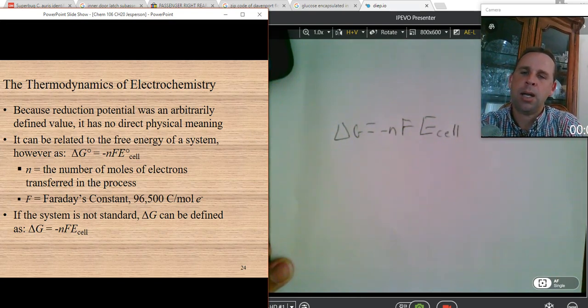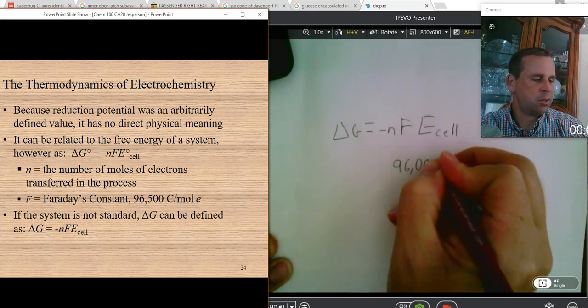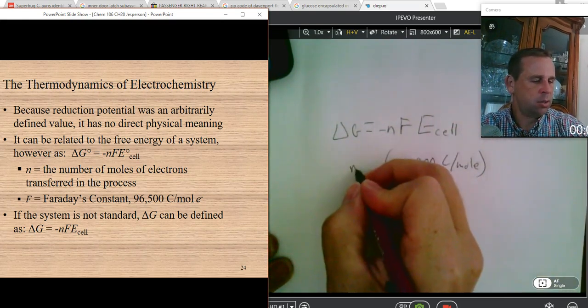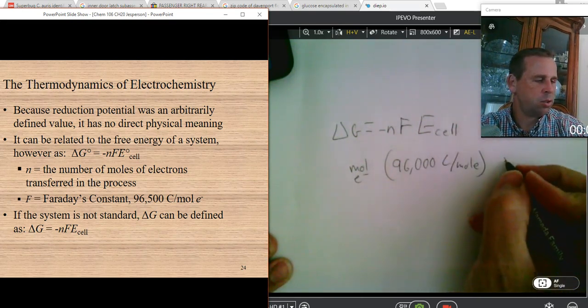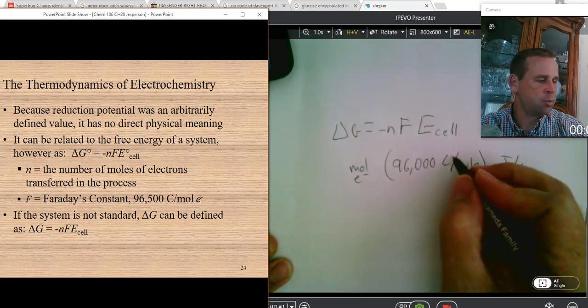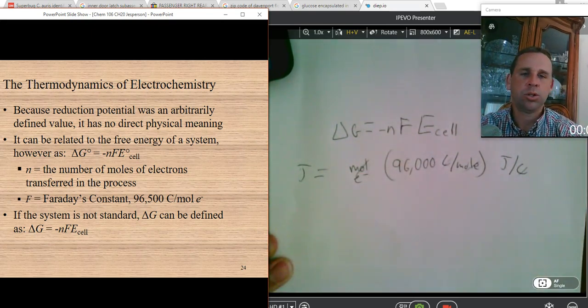Okay? And F is 96,500. That's how many coulombs there are for every mole of electrons. All right? So 96,500 coulombs for every mole of electrons. That's the F value. N is in moles of electrons. E cell is in joules per coulomb. And coulombs get canceled out here, moles get canceled out here, and our delta G is left in joules.